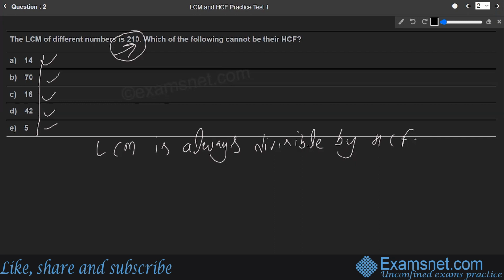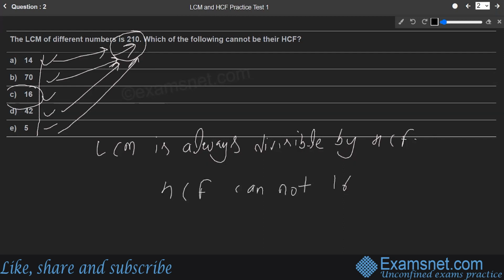If you check carefully, 14 can divide 210, 70 can divide 210, 42 can divide 210, and 5 can divide 210. The only number that cannot divide 210 is 16. So that is the right answer. The HCF cannot be 16 because 16 cannot divide 210. So the answer is 16 cannot be the HCF.